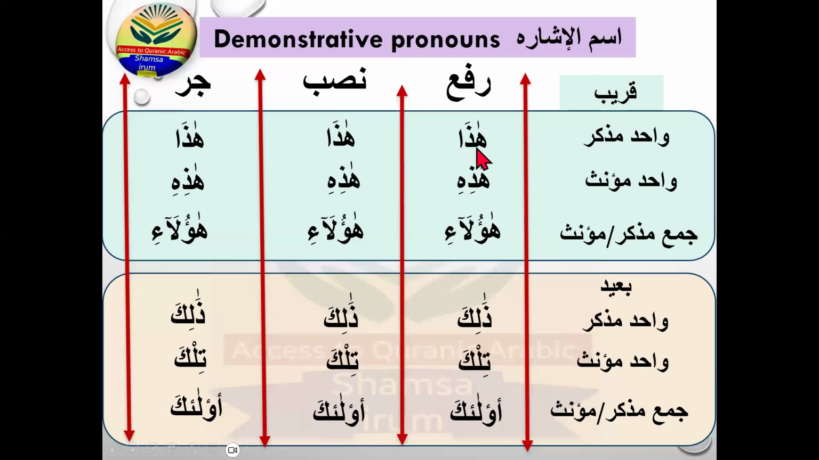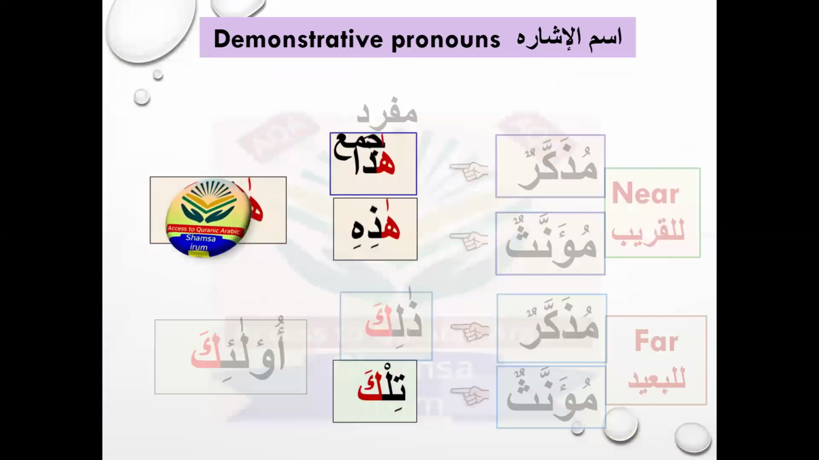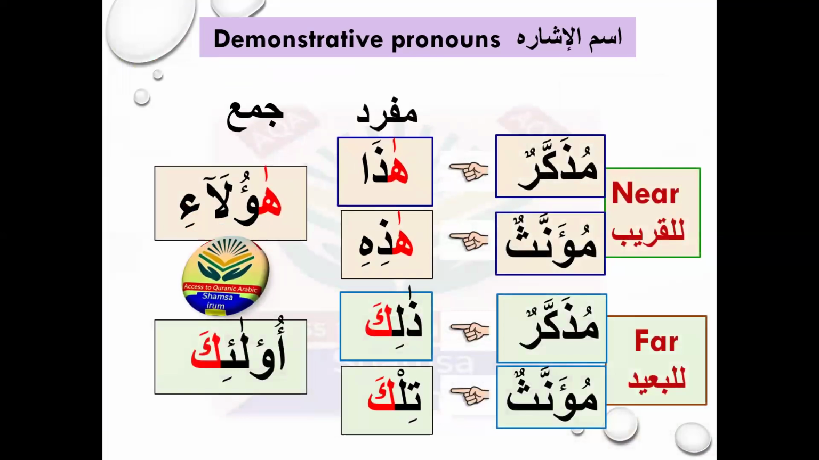Okay, and they're all the same in nasab, rafa, and jar state. And for the ishara lil ba'id, it is dhalika, tilka, and ulaika. So these three words for the ishara lil ba'id are all the same in rafa, nasab, and jar state. And if I squeeze it more, I will use another chart which I already used, I think, in lecture 6.